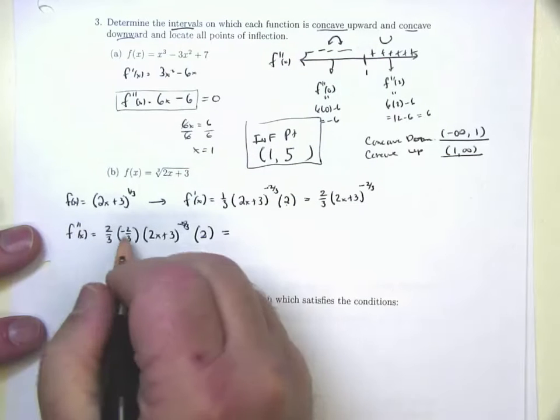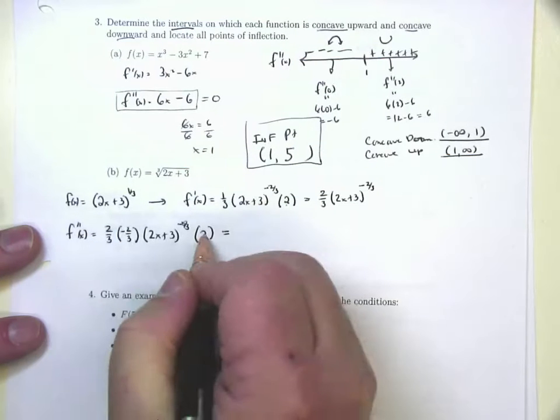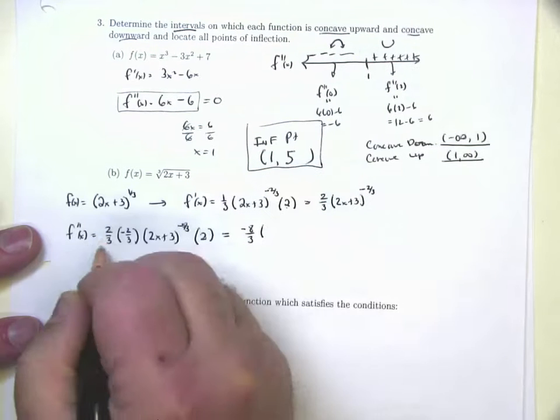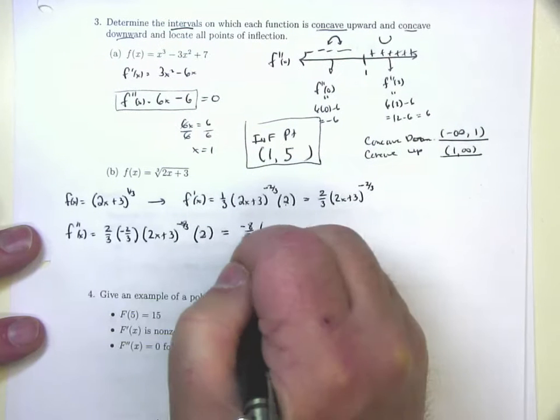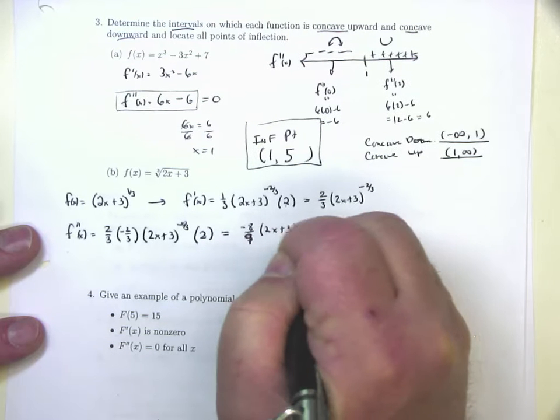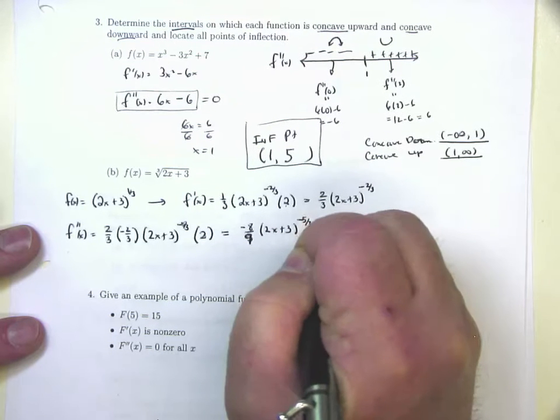my second derivative is going to be 2 times a negative 2 times a 2. It's negative 8/3 times, excuse me, 3 times 3, that would actually be 9, negative 8/9, excuse me on that, times the 2x plus 3 raised to the negative 5/3.